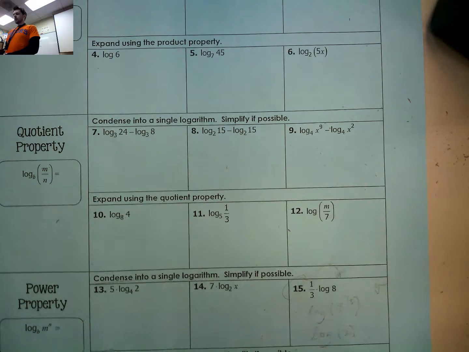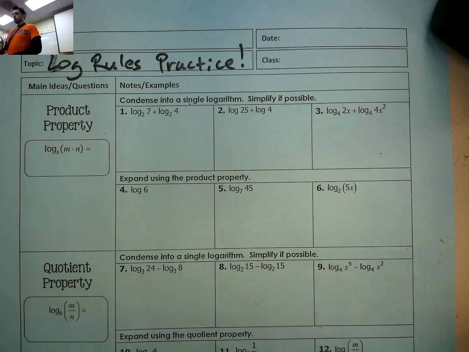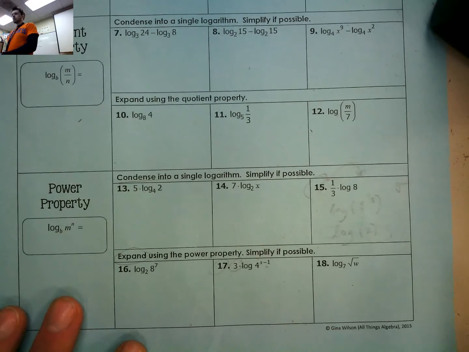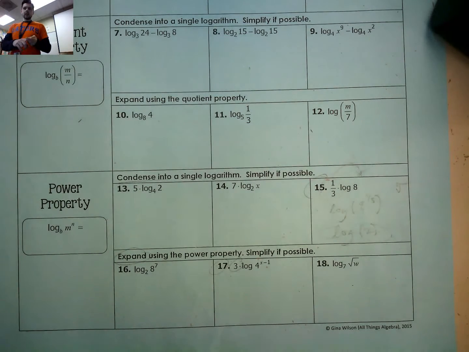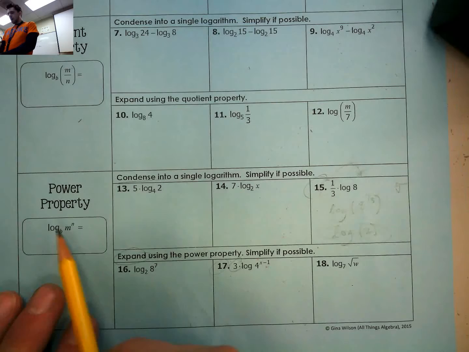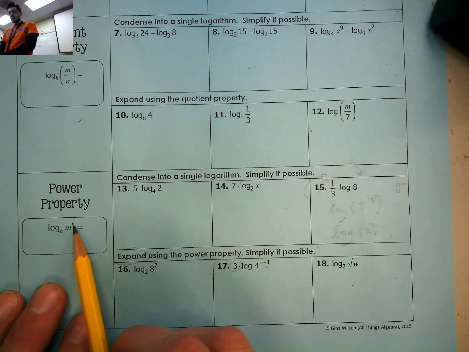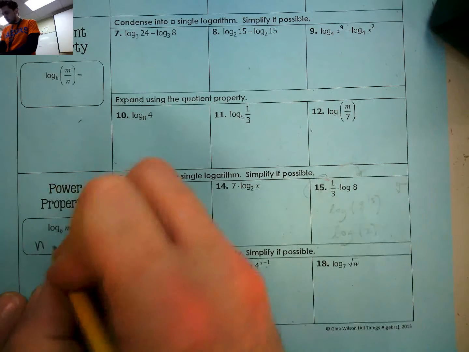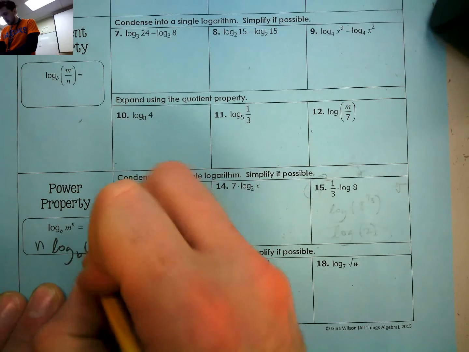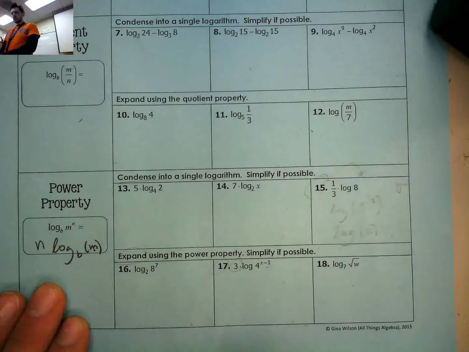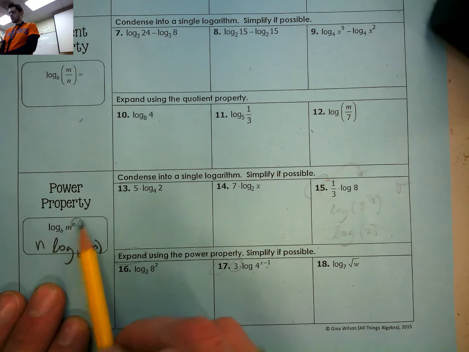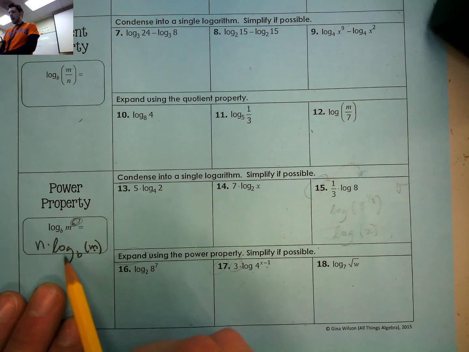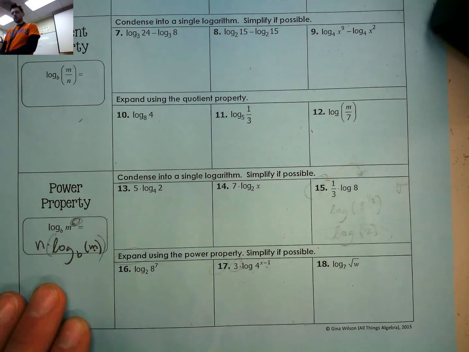Let's do a little bit of practice with our log rules or log properties. I'm going to jump down to the power properties, right? We know addition turns into multiplication and vice versa. Subtraction turns into division and vice versa. And an exponent inside the log can turn into a multiplier outside of the log.